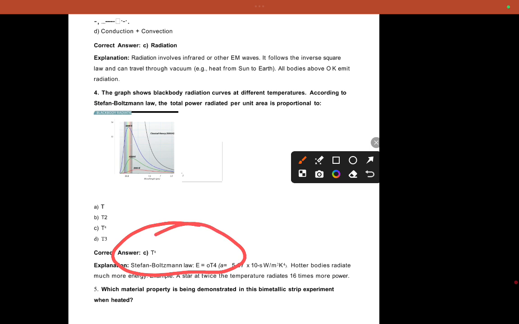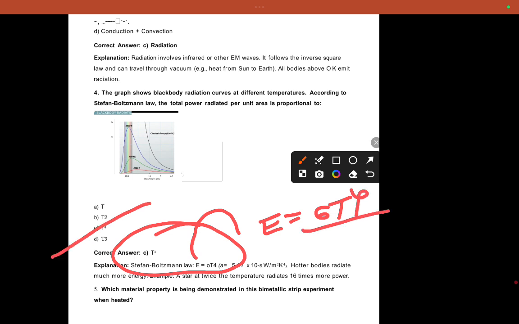Hot bodies radiate much more energy. A star at twice the temperature radiates 16 times more power. So according to Stefan-Boltzmann, emitted energy radiation is proportional to the fourth power of the temperature. So your answer is T to the power 4.